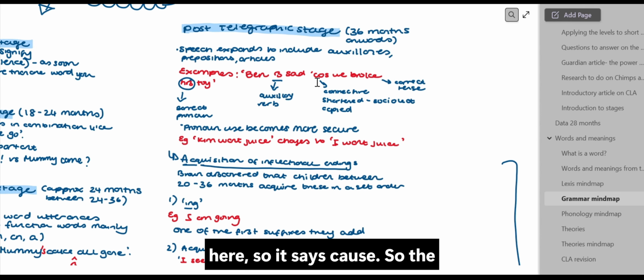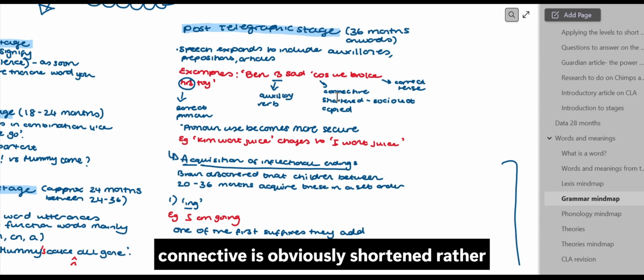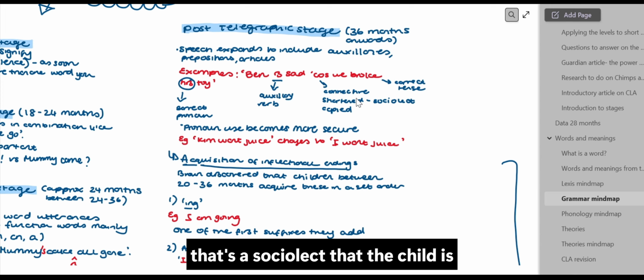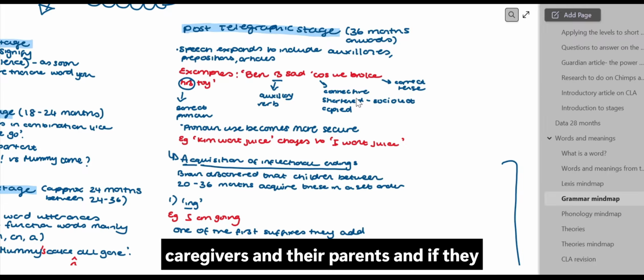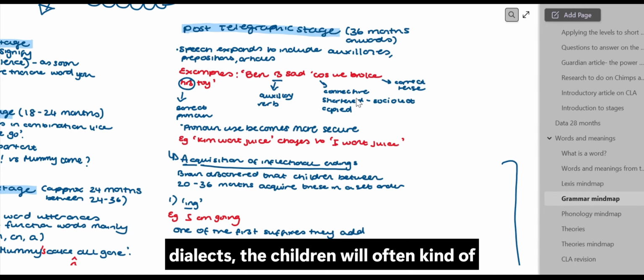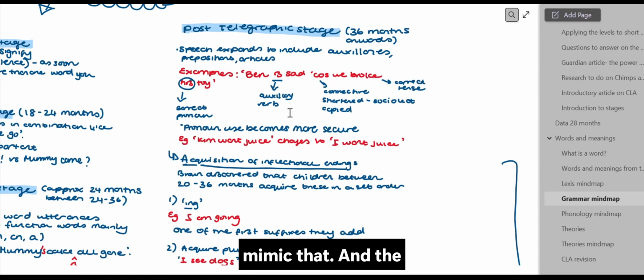And here, it says cause. So the connective is obviously shortened, rather than saying because, they say cause, and that's a sociolect that the child is copying. So again, they'll look at their caregivers and their parents, and if they are using a certain sociolect or dialect, the children will often mimic that.